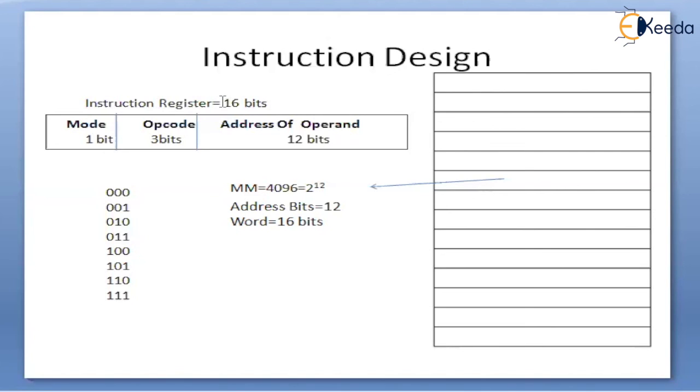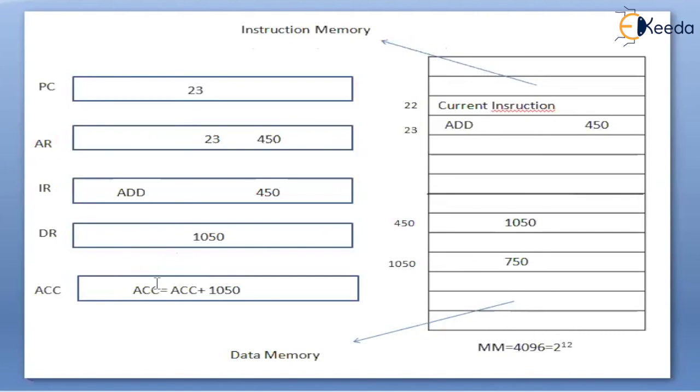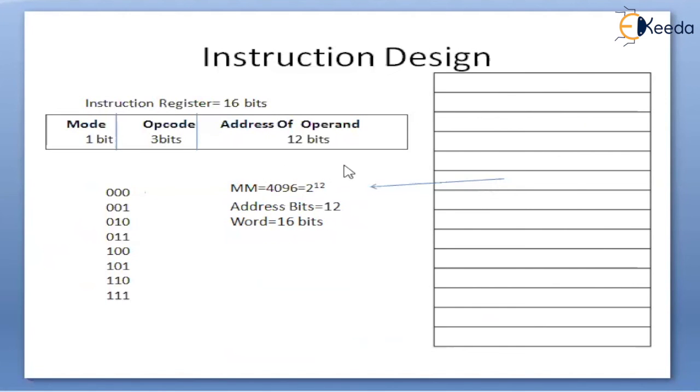The number of bits in the instruction is 16, and we have 3 different fields. The first one is a mode digit. I'm not talking about the mode digit right now. The second one is the opcode digit, and the third one is the address of the operand. This address of the operand specifies one of the operands, and the second operand is always the accumulator. This way, the instruction is designed within the single accumulator organization.